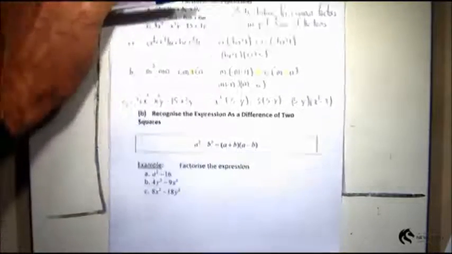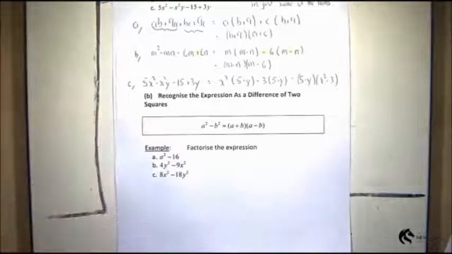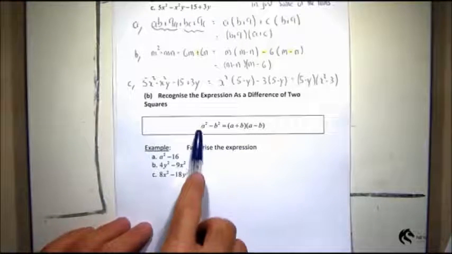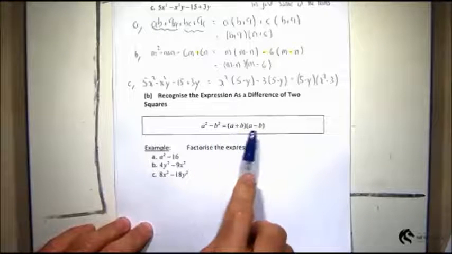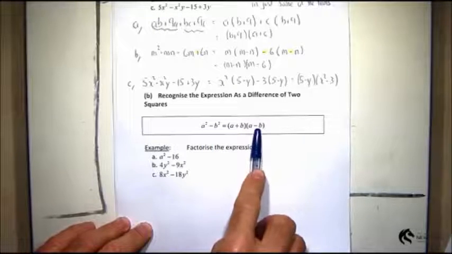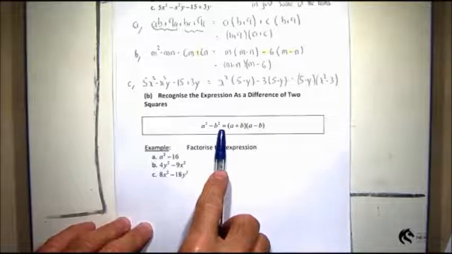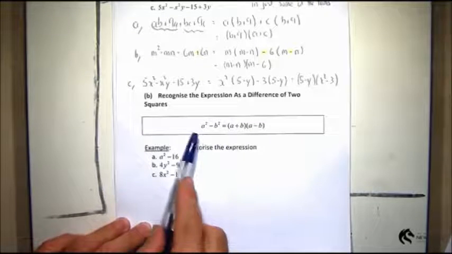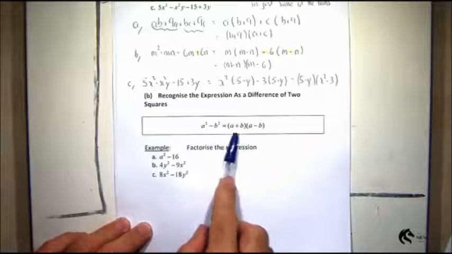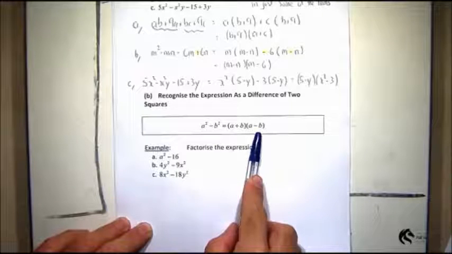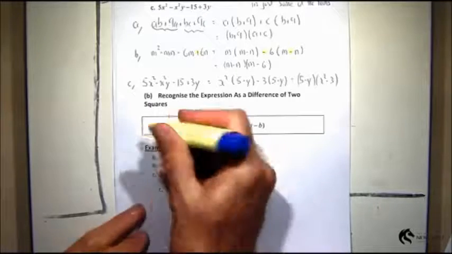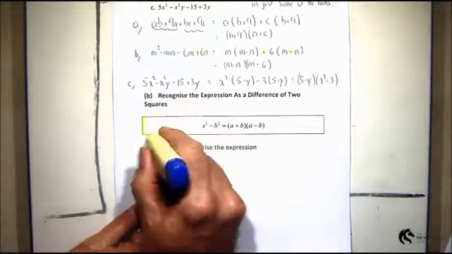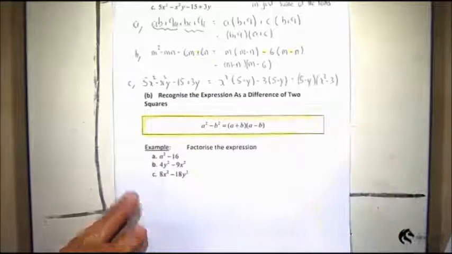Sometimes we might be lucky and we recognise from this expression our difference of two squares. Remember last time when we expanded these brackets out, we found the answer was a squared minus b squared. So if I happen to see the expression is a squared minus b squared, I can immediately factorise it by going in reverse. So let's just say recognising the difference of two squares is a factorisation technique.